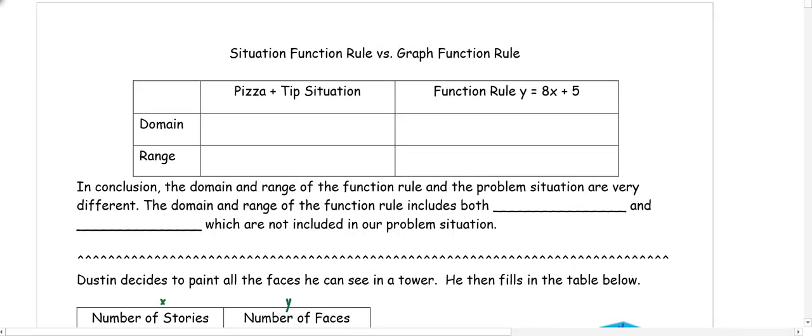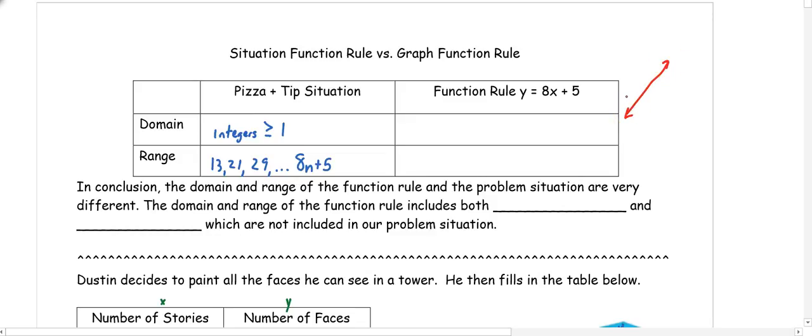Now we need to think about the situation of the function rule versus the graph of a function rule. If I just think about the pizza and tip situation, we said that our domain was the integers greater than or equal to 1, and our range was 13, 21, 29, any number that followed the pattern 8n plus 5. If we use the function rule, we're just graphing a line.